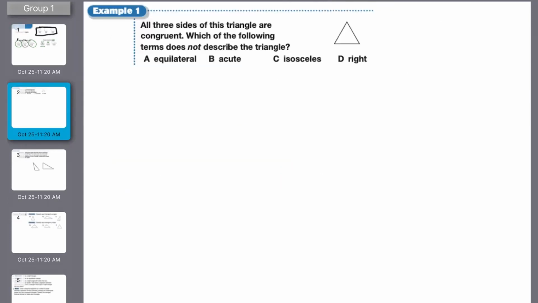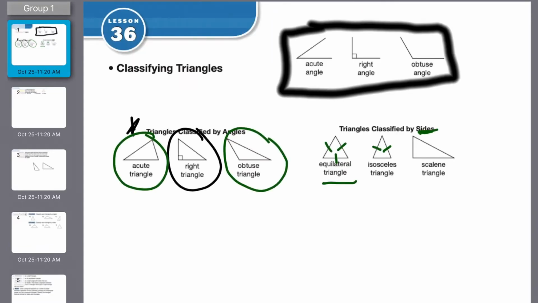It says all three sides of this triangle are congruent. That means they're the same. Congruent means same. Same size, same shape. Which of the following terms does not describe the triangle? So if we look back at our classifications here, it's talking about the sides. So equilateral, isosceles, scalene. And then we also have the angles. We have acute, right, obtuse.